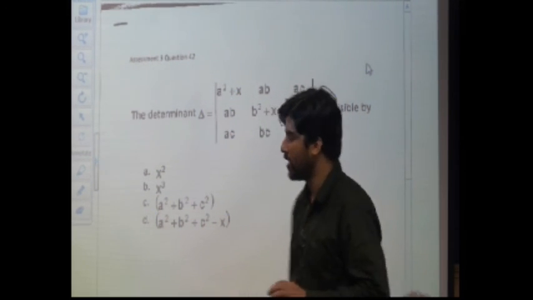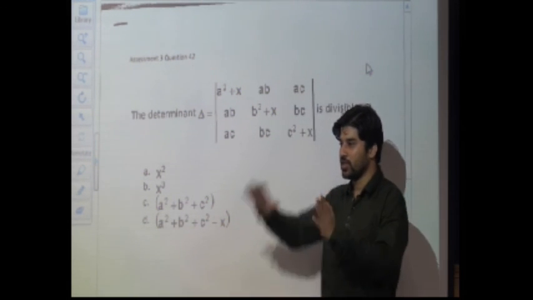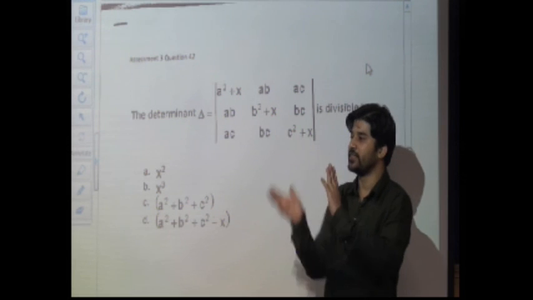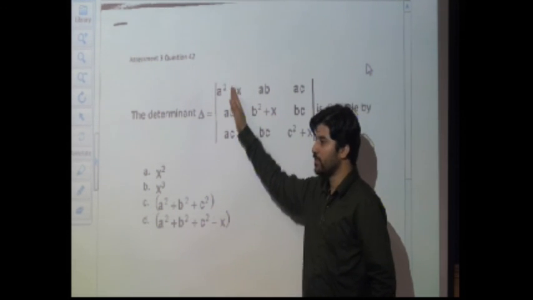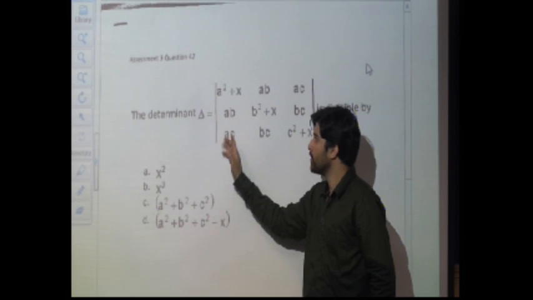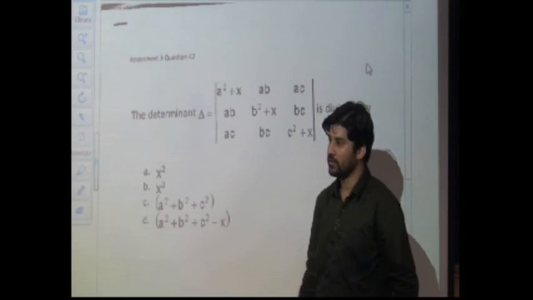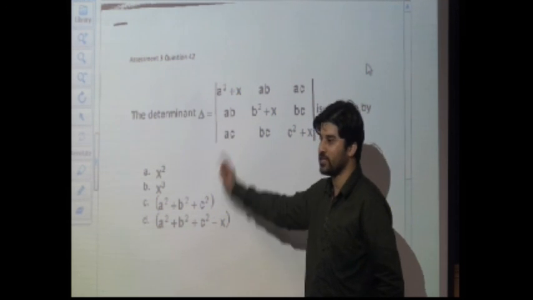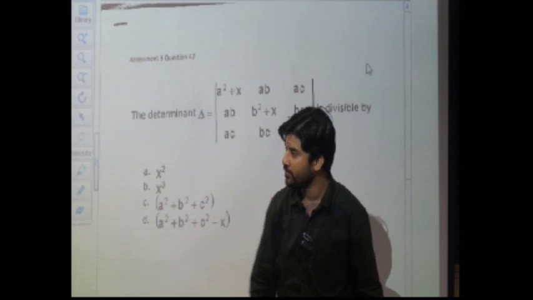Okay? Understood? Now you know this is a symmetric matrix. The row and column, if they are interchanged, they will remain same. When you did this, you got something similar here. A cube plus AX, A square B and A square C. No, sorry, AB square and AC square. In all the three, you have A common.